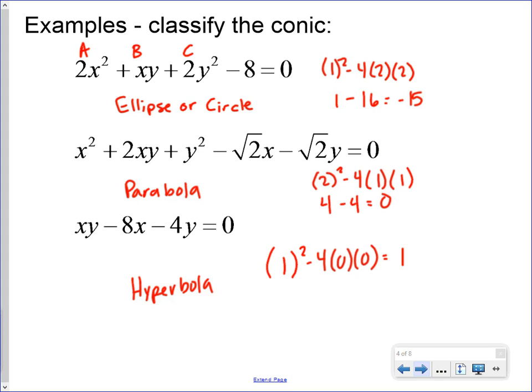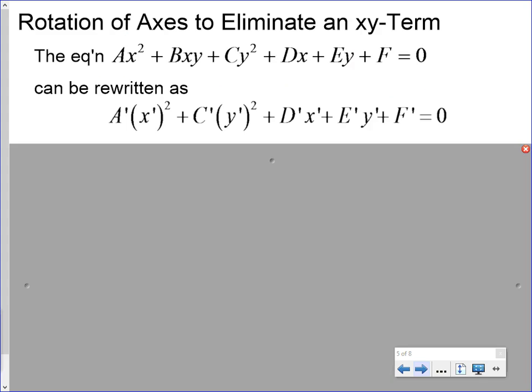Okay, so here's where we get into the work of what we're going to do today. We're going to rotate the axes of the coordinate plane to eliminate an xy term. We don't know how to graph them with that xy term there. Okay, it doesn't look like standard form. And we can't get it to look like standard form. What do you do with x and y?